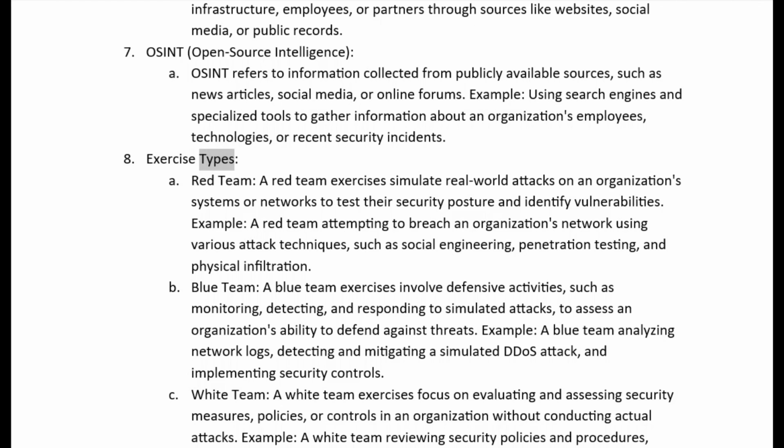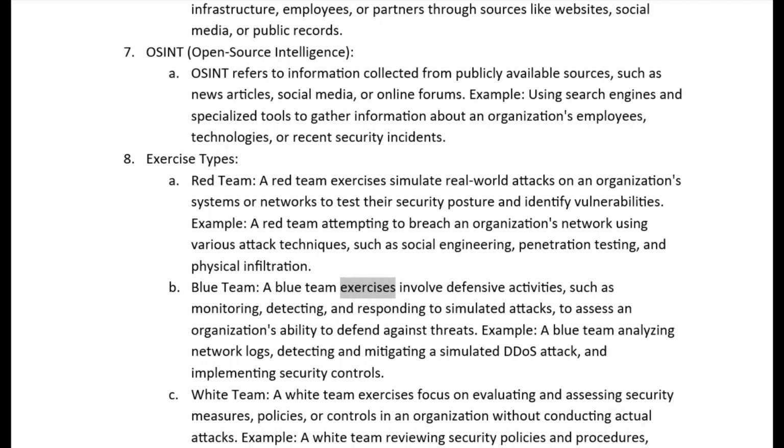Exercise types. Red Team. Red team exercises simulate real-world attacks on an organization's systems or networks to test their security posture and identify vulnerabilities. Example, a red team attempting to breach an organization's network using various attack techniques, such as social engineering, penetration testing, and physical infiltration.